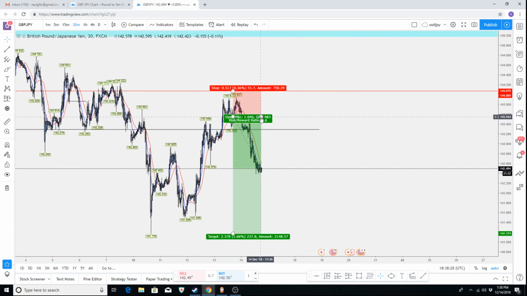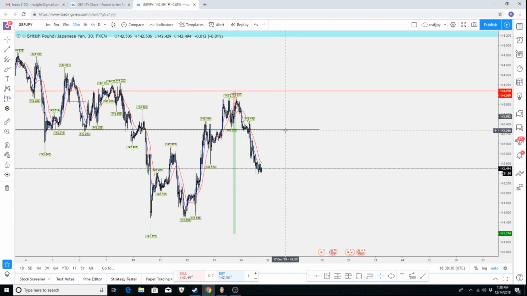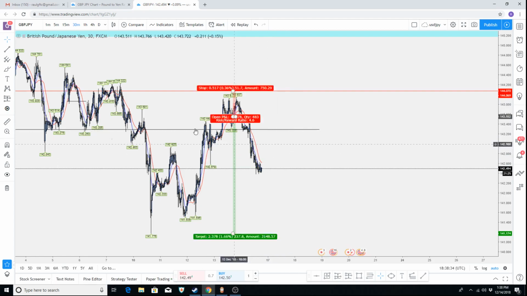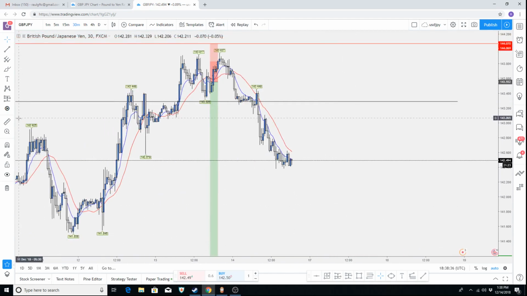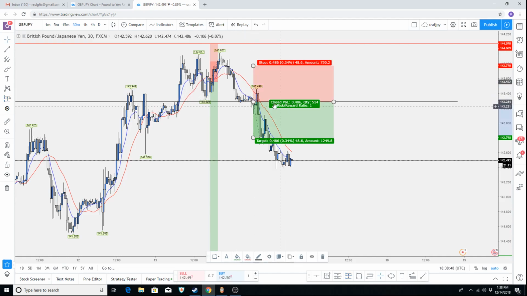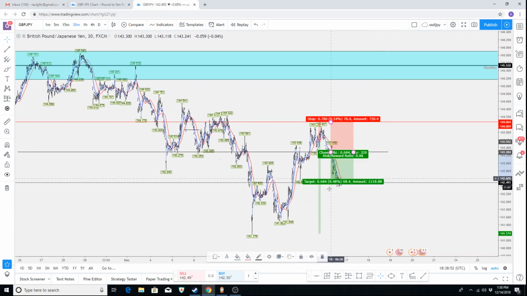And then my second entry is at 143,275. So this entry I actually didn't take any drawdown. It's 143,275, which is around here. Like, it was around here in the same stop loss area and same take profit area.